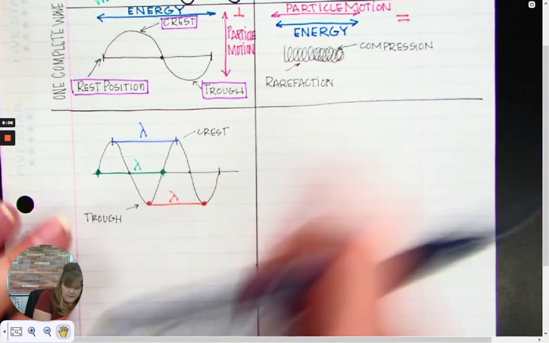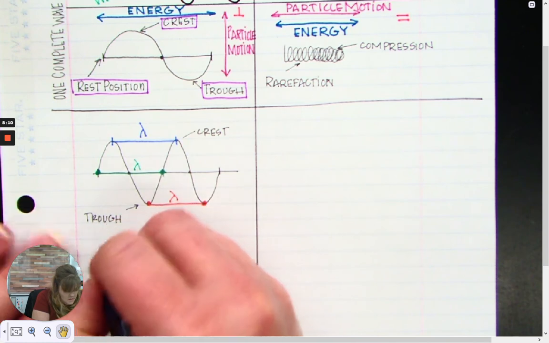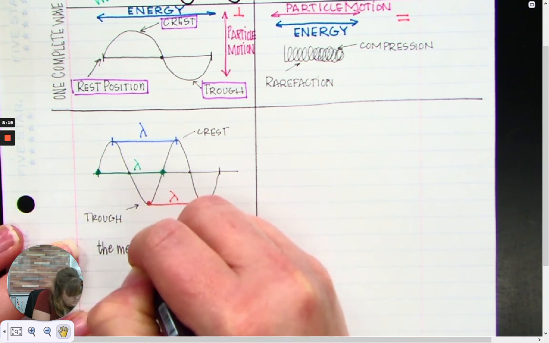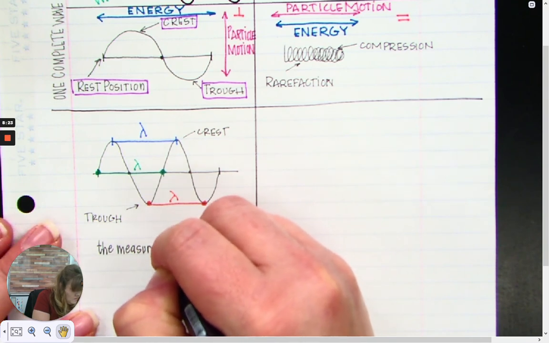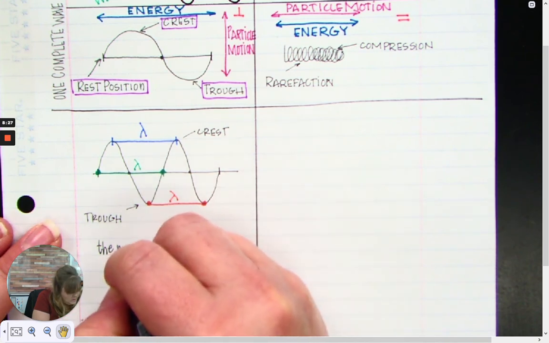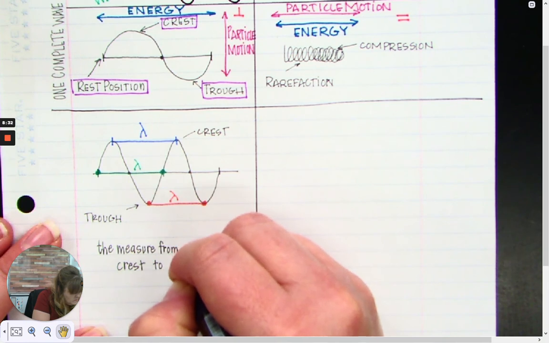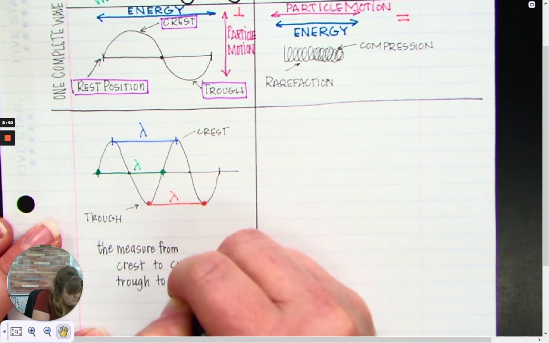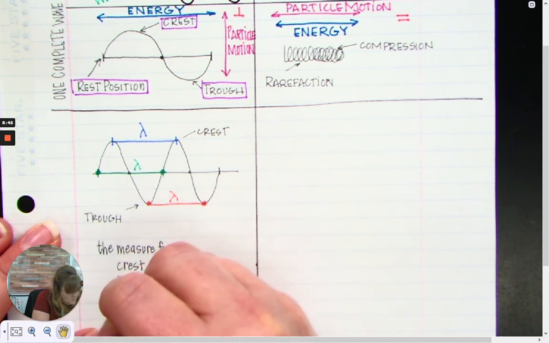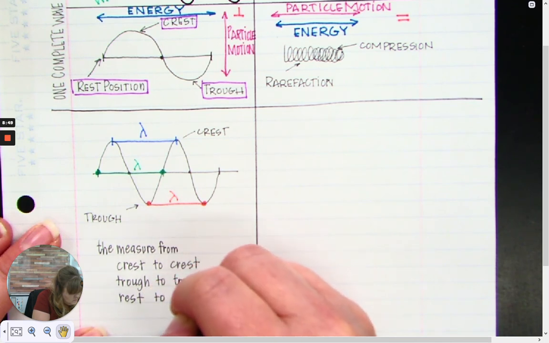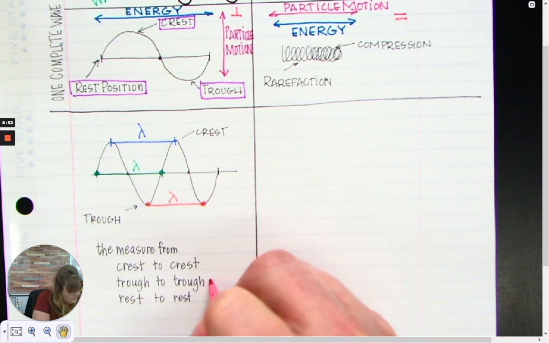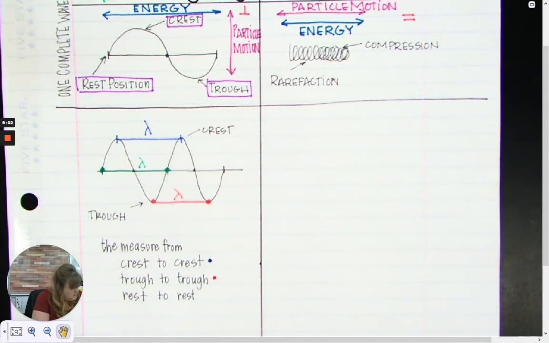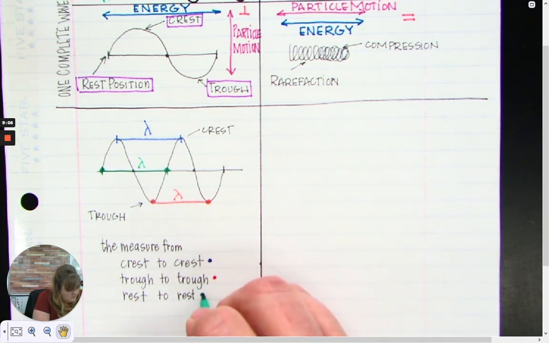So now we have to define a wavelength. The wavelength is the measure from crest to crest, trough to trough, or rest to rest. And then just a reminder which colors are which. Trough to trough is the peachy pink color. Okay. The crest is the blue color. And then the green is the rest to rest.